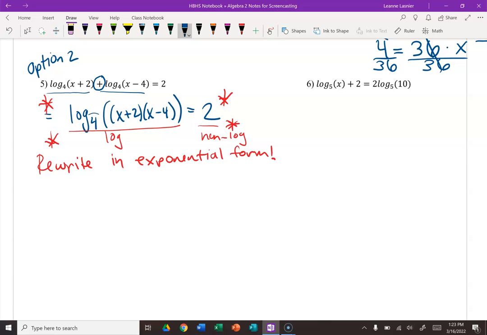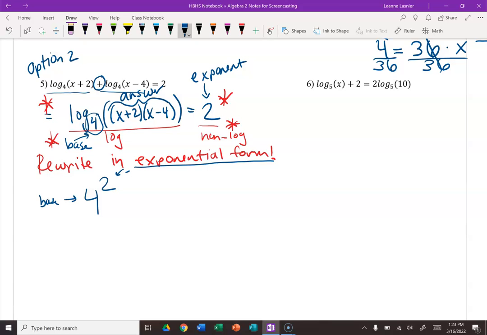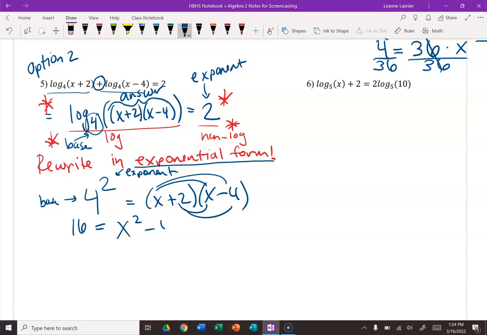So I remember that 4 is the base. Whatever the log equals is the exponent. And then the thing inside the log is the answer. So rewriting in exponential form, I would have a base of 4, an exponent of 2, and an answer of x plus 2 times x minus 4. So I get 16 is equal to, and I'm going to go ahead and FOIL this side out. So that'd be x squared minus 4x plus 2x minus 8, which is this.